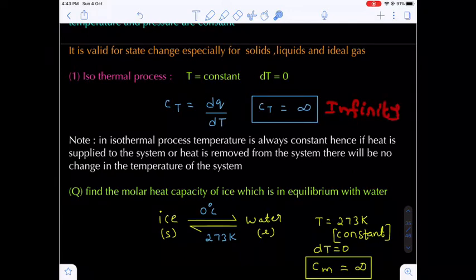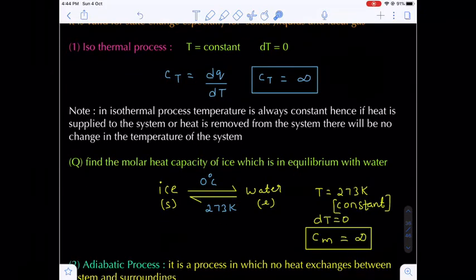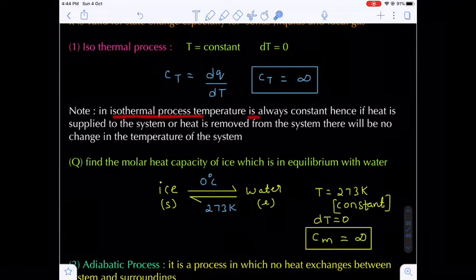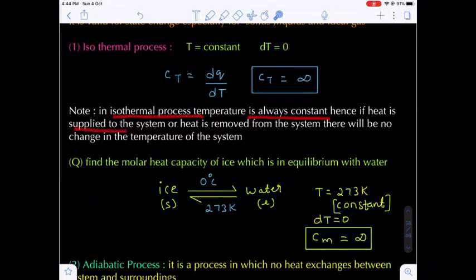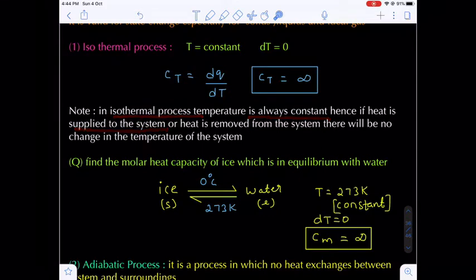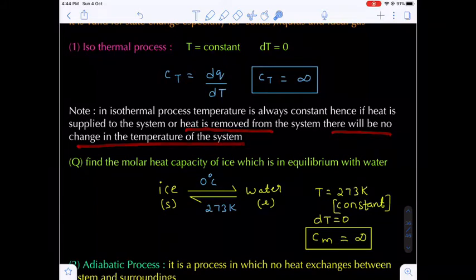Infinity. What is the total heat capacity in the isothermal process? Infinity. That means here in isothermal process, temperature is always constant. Are you getting my point? If you supply the heat to the system, or if you remove the heat from the system, there will be no change in the temperature of the system.